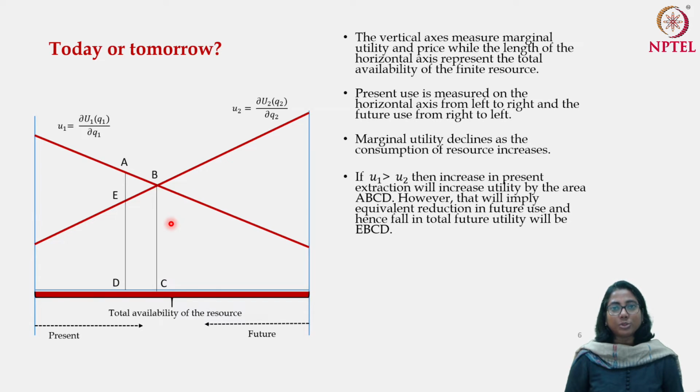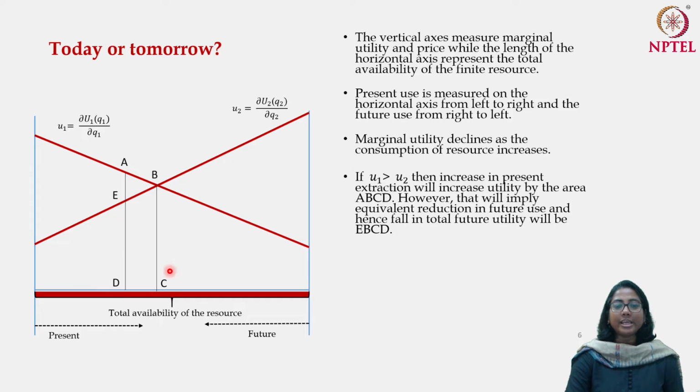However, this diagram shows that in this kind of a situation, if U1 is greater than U2, that is the marginal utility of Q1 is greater than the marginal utility of Q2, in that case, it's probably a wise decision to increase the consumption of the present. Because as you move on from D to C, your net increase in utility is captured by the area ABE.